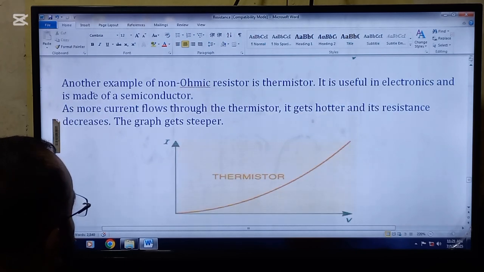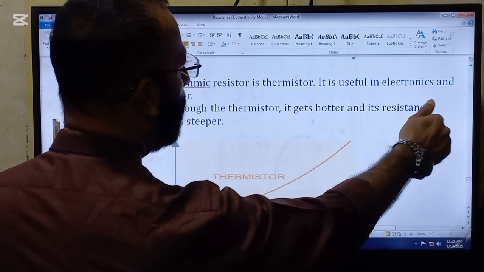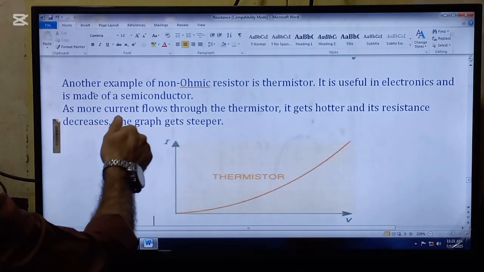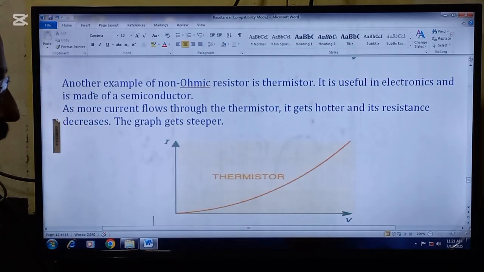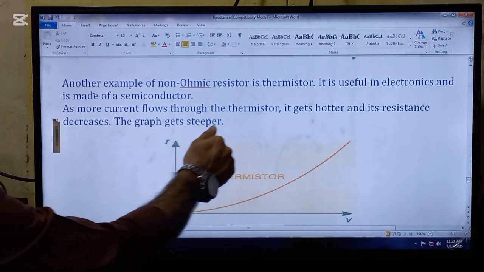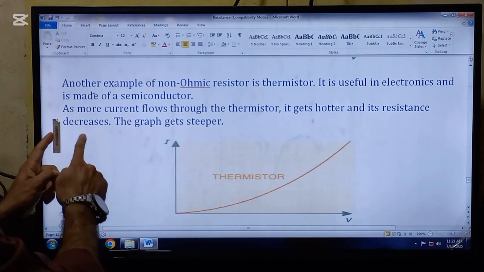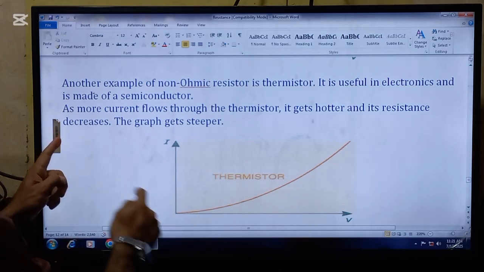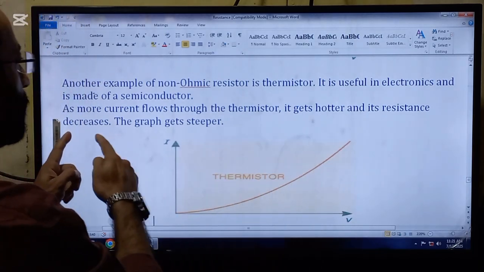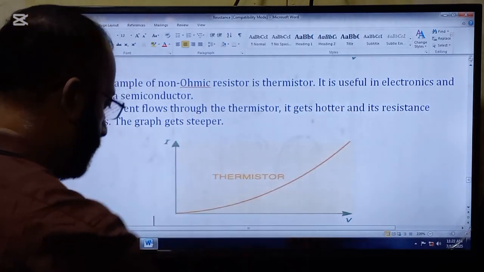Another example of the non-ohmic resistor is the thermistor. It is useful in electronics and is made of semiconductors. As more current flows through the thermistor, it gets hotter and its resistance decreases. So because the resistance is decreased, that's why more current will pass through it. The graph gets steeper.